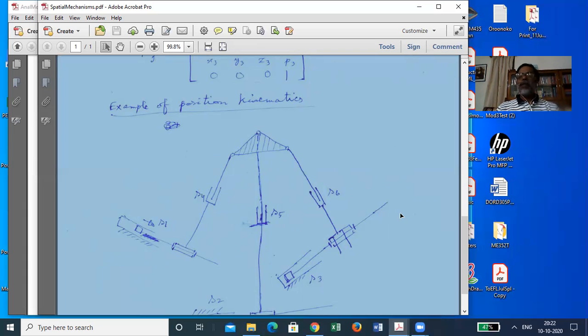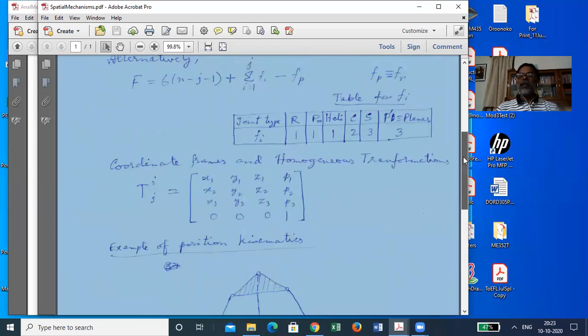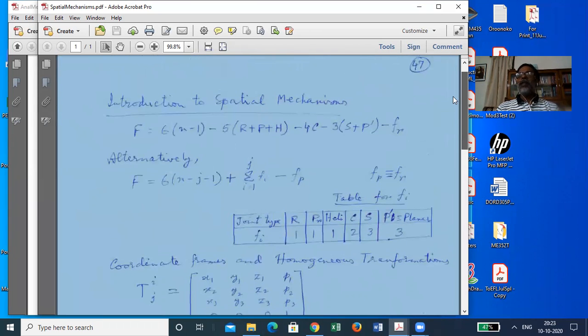So I think for spatial mechanisms, this much discussion is fine as a little introduction to you, on which later, when you study actual spatial mechanisms in other courses, in other subjects, then you will get more acquainted.